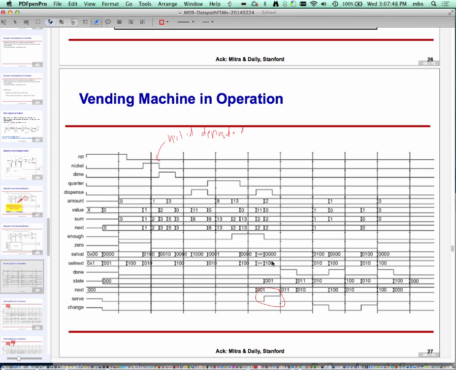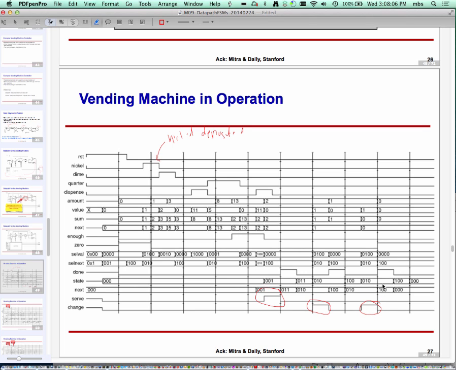It first waits for done to become high and then done to go low. And at this stage, it checks: does it have money to return? In this case, it turns out there is money to return. So now it returns change. There is a nickel returned here and a nickel returned here.